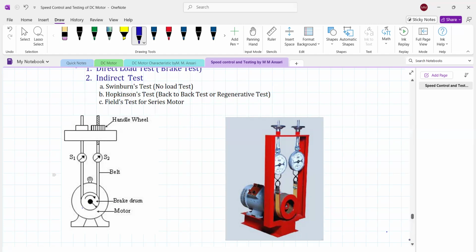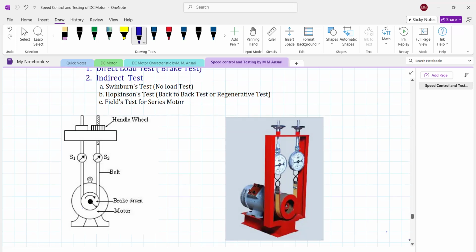Here both spring balances may be adjustable, or one spring may be put as fixed and the second spring is variable. So the handle is provided over this mechanical loading arrangement, by which, by adjusting this wheel, it is possible to load the motor, means apply the brake over the pulley of the motor. So this is the actual figure.